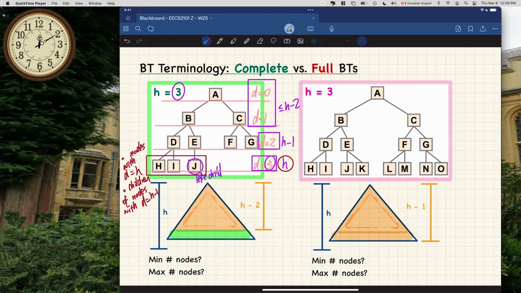Let's say this is some arbitrary binary tree, right here. And the height is just h. And we want to figure out what's the minimum number of nodes, and also what's the maximum number of nodes. That's what we want to figure out.